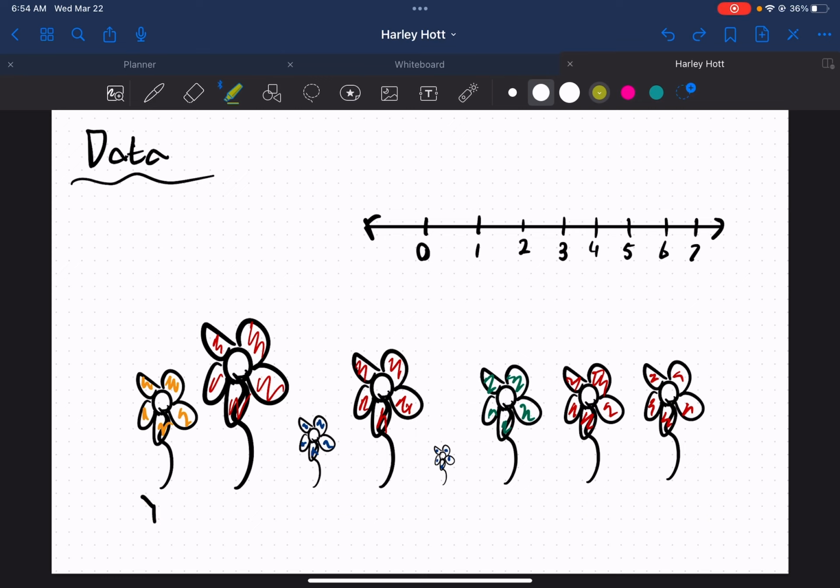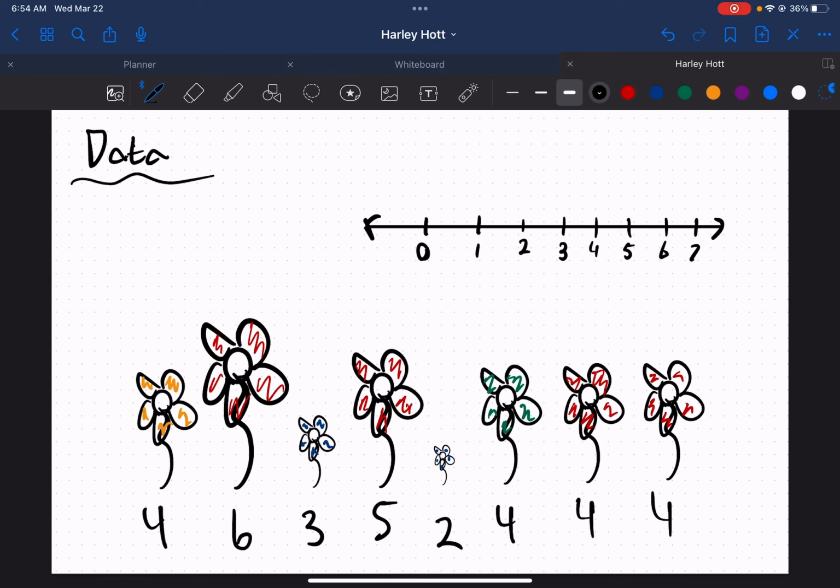Maybe rather than focusing on the colors, we're going to focus on the height. Perhaps this is 4 inches. Maybe this is 6 inches tall. Maybe this is 5 inches tall. This one we'll maybe call 3. How about 2? And then 4, 4, and 4. Right? And these are all inches. This would become numerical data. And that's what we're going to be focusing on in this class mostly. Numerical data, it's numerical because there's a number involved.